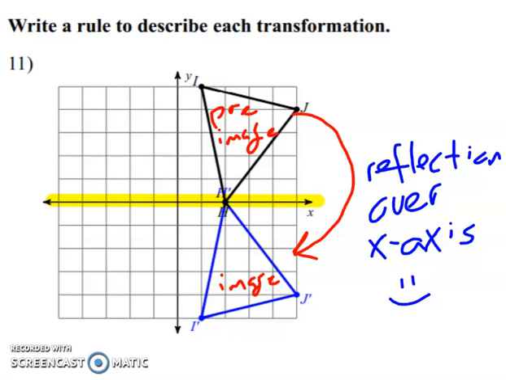Another way to determine it, and it's a little bit involved, but I think you can do it, is look at a pre-image and the image of a shared coordinate point. So I'm going to look at point J and J prime. I'm going to count the total distance between them and divide by 2. So I have 1, 2, 3, 4, 5, 6, 7, 8. So J to J prime is 8 units away. Well, what's half of 8? 4. So I count 4. 1, 2, 3, and 4. So I have 4 units that way, 4 units that way.